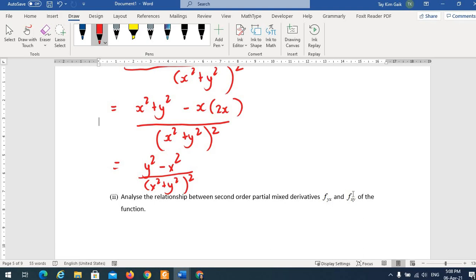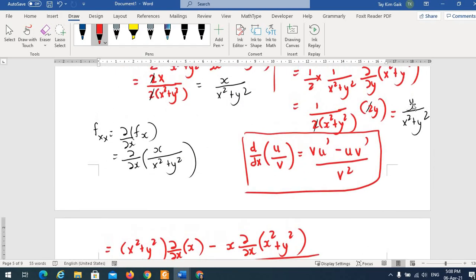Okay, fyx will always be equal to fxy. So first of all, this is fxx, and we want to find fyx. Fyx is actually from fy, you del x. After you get fy, differentiate with respect to x. So it's actually del x of fy. Fy that we obtained just now is here: y over x squared plus y squared.